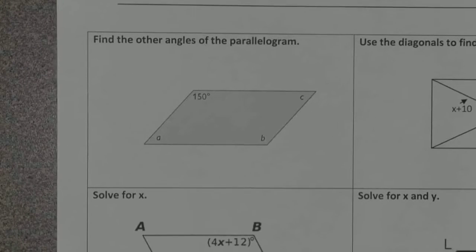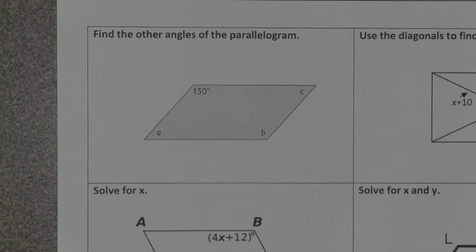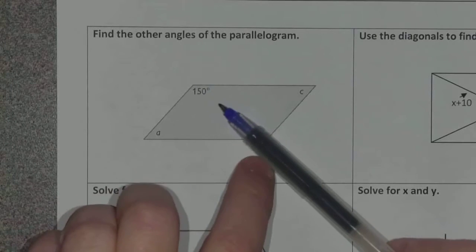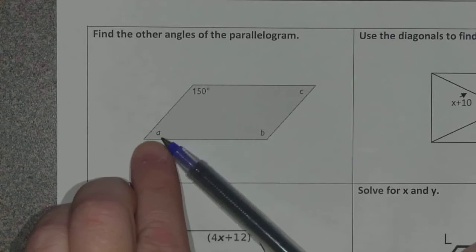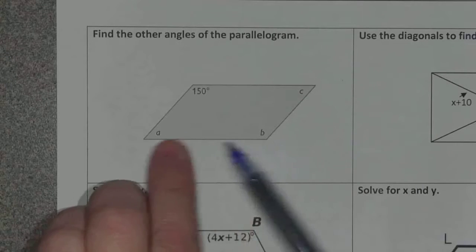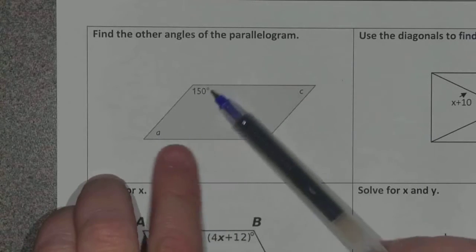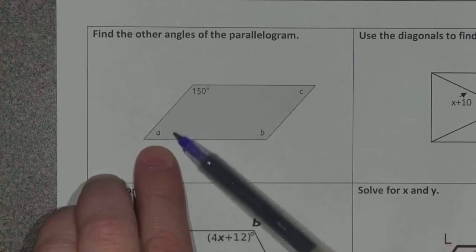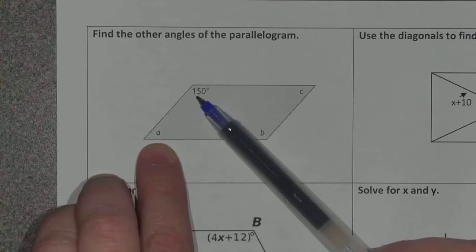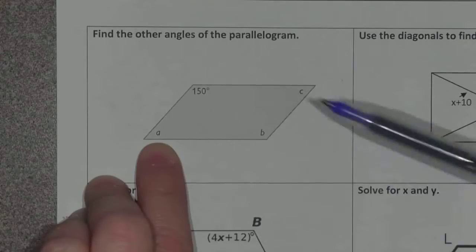So here on the first example, it says find the other angles in the parallelogram. Now it says it's a parallelogram, which means it follows the parallelogram rules. So do you want to go to B to figure it out, or do you want to jump to A or C? A. So what do you know about two consecutive interior angles inside this parallelogram? They add to 180. They do. So what does A have to be?